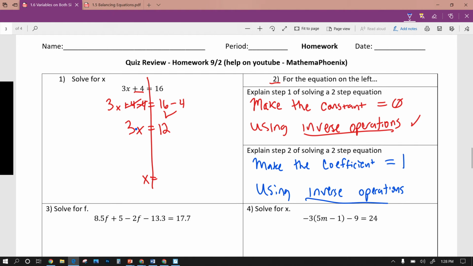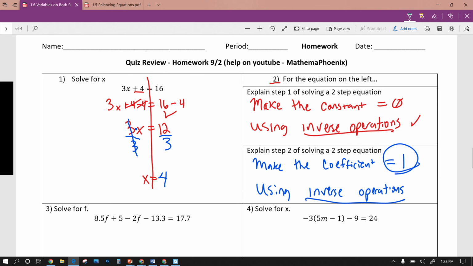The inverse of multiplying by something is dividing. So we're going to go ahead and divide that by 3. Everything we do on the left, we have to do to the right in order to keep it balanced. So we're going to divide the other side by 3 as well. 3 divided by 3 is 1, leaving us with 1x. We have now made the coefficient equal 1. If we take this 12 and divide it by 3, we're going to get an answer of x equals 4.